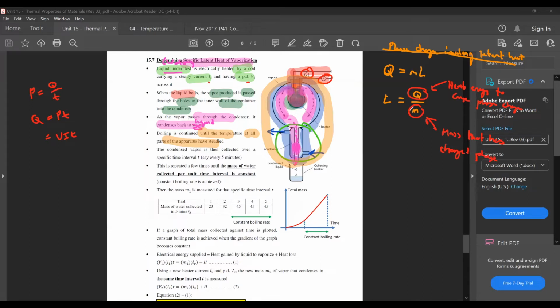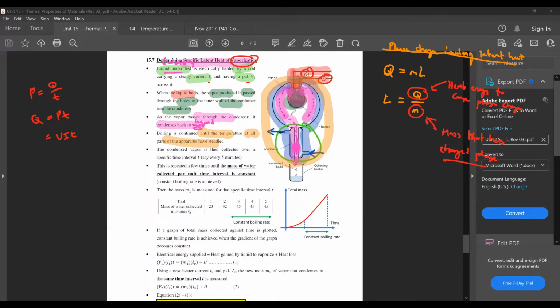Okay, this m here is not the original mass of whatever substance that you're boiling or melting. This mass is actually supposed to be the mass that has actually changed phase. Okay, so if you're talking about vaporization, the mass that has changed phase here should refer to the mass of liquid that has changed to vapor in the first place.